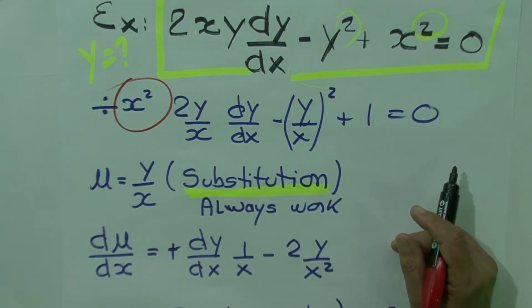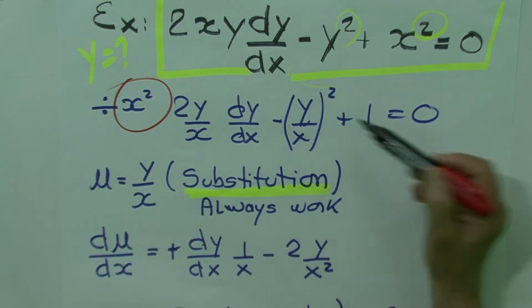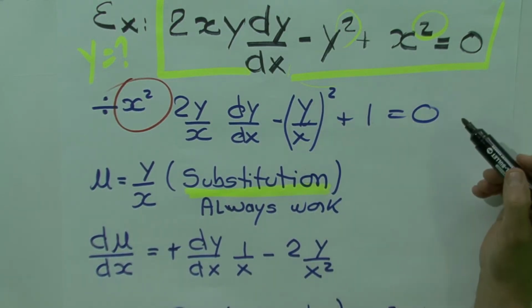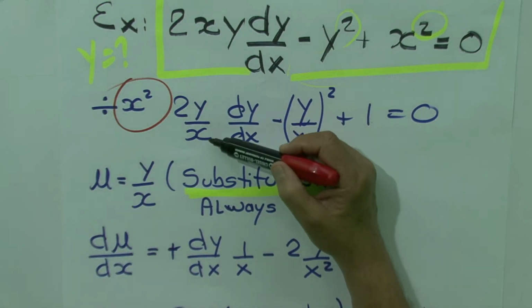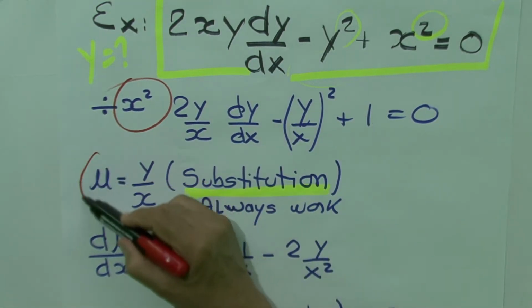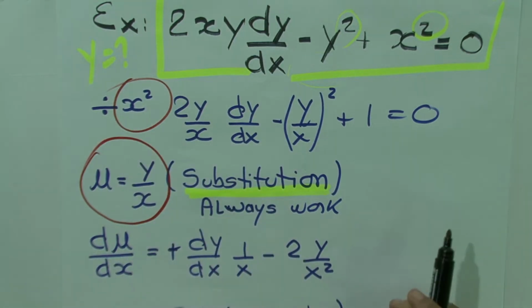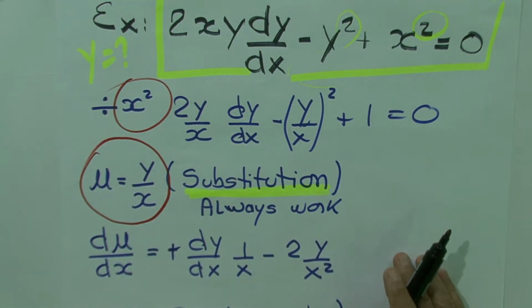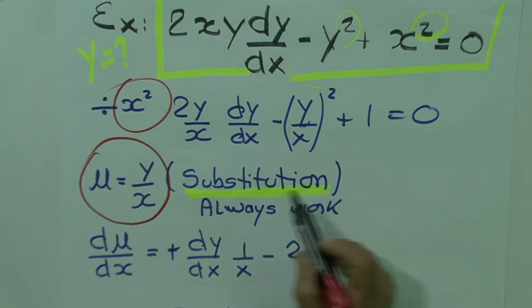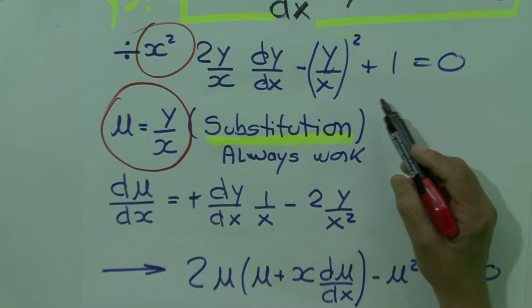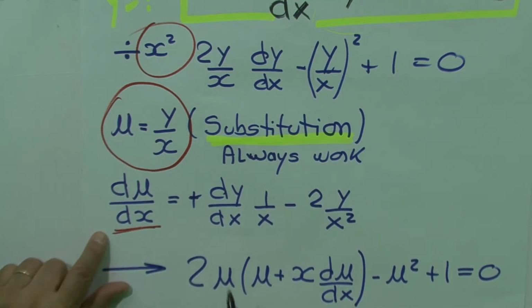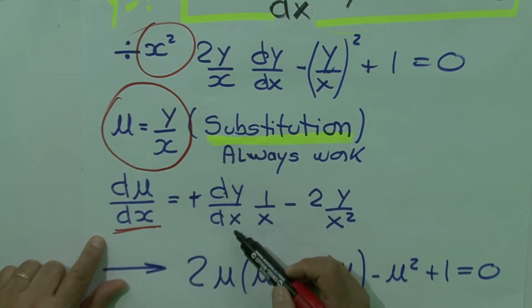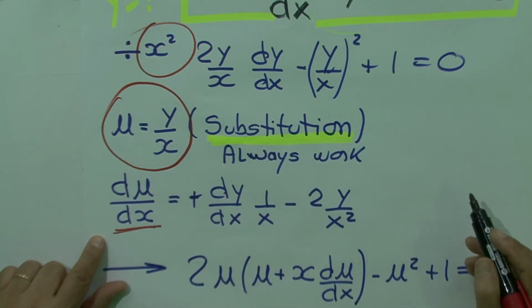You see that everywhere is appearing y over x. So I'm going to call y over x a new variable. I'm going to call it u, and I'm going to make a substitution. But to do the substitution, I have to find out the relation between dy dx and du dx.